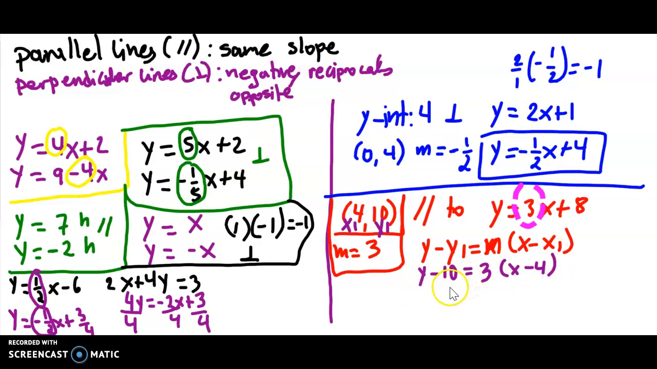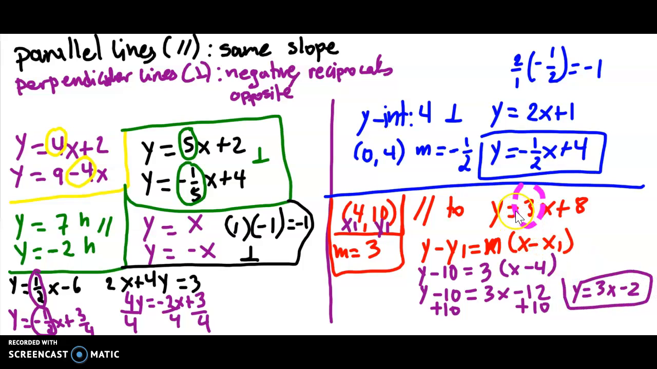You can stop here, but if you really wanted to put in slope-intercept, you know what you're doing right now. You're just distributing. And finally, you want y by itself, so you will get rid of that negative 10 by adding 10. And your answer would be y equals 3x minus 2. So again, if you're comparing what you were already given, y equals 3x plus 8 and 3x minus 2, you can clearly see that yes, indeed, they have the same slope, 3 and 3.